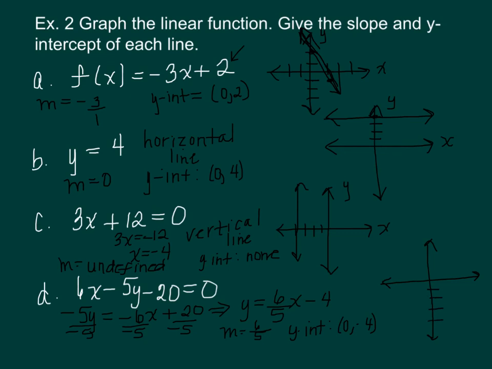So 0, negative 4 is my starting point. So I'm going to rise 6, 1, 2, 3, 4, 5, 6, and run 5, 1, 2, 3, 4, 5. And then I'll draw this line. Notice I'm putting arrows on the ends of all of my graphs.